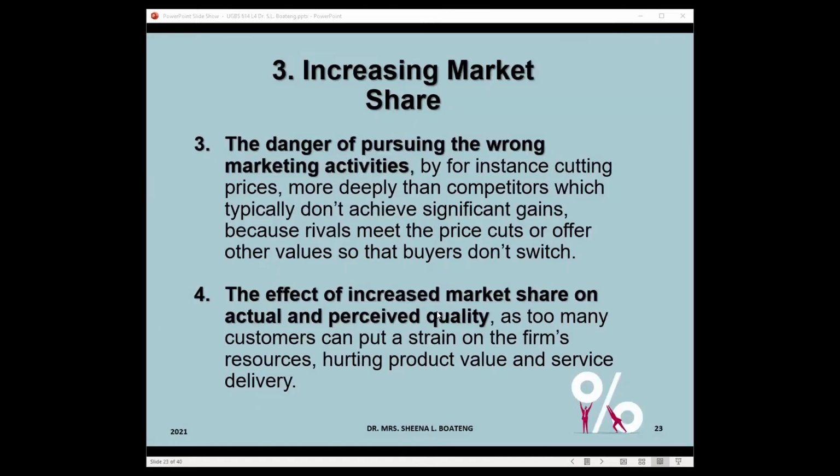Good. Next, we can also talk about the danger of pursuing the wrong marketing activities. Because in the desperation to expand market share, yes, Richard, please go ahead.